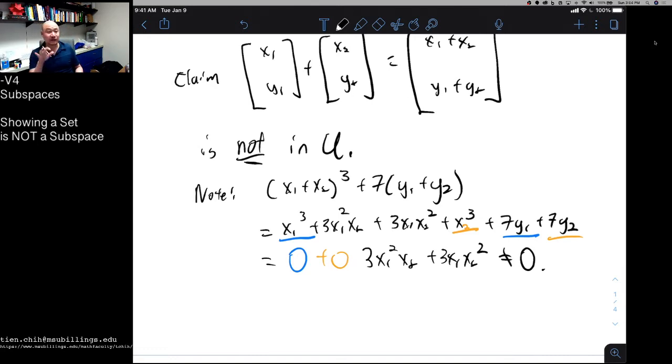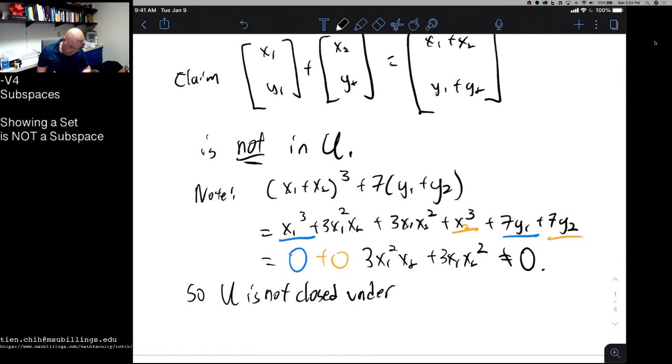So this vector fails for almost every possible choice of x1 and x2. Certainly I could find an x1 and x2 where that's going to fail. So U is not closed under sums, under vector sums. And that by itself is enough to show that it's not a vector space.